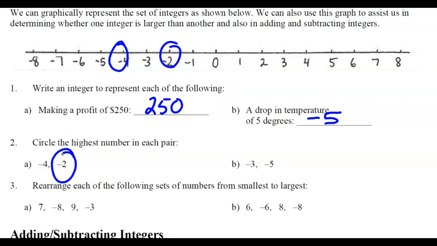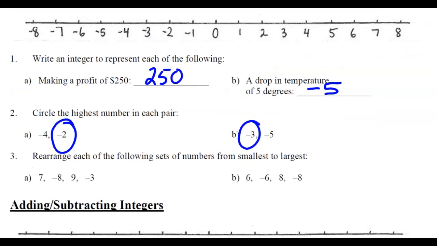So if I look at -4 and -2, the -2 is to the right, so that one is the largest one. I always think about temperature or being in debt. So -4 degrees or -2 degrees, which one is warmer? -2. Okay, -3 degrees, -5 degrees. Which one's warmer? -3. I'm just going to erase this so it doesn't mess us up.